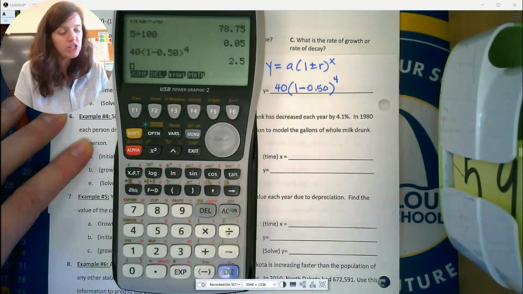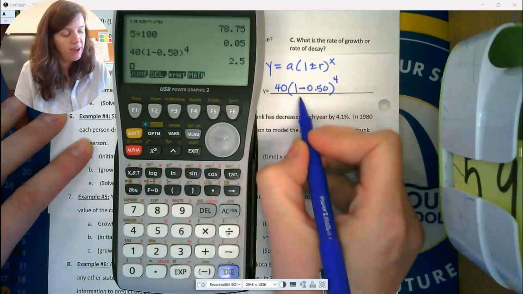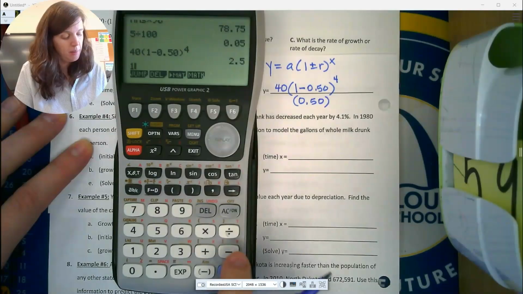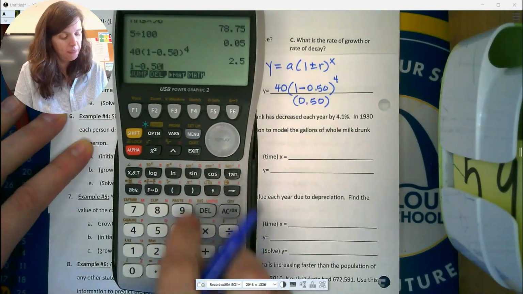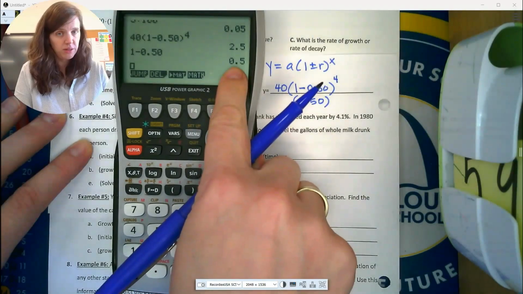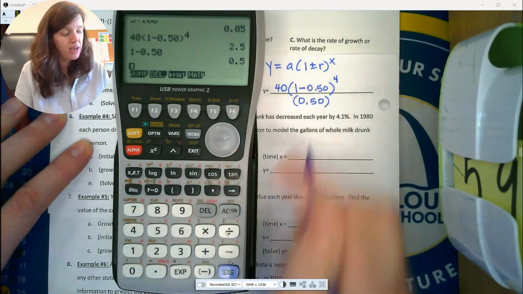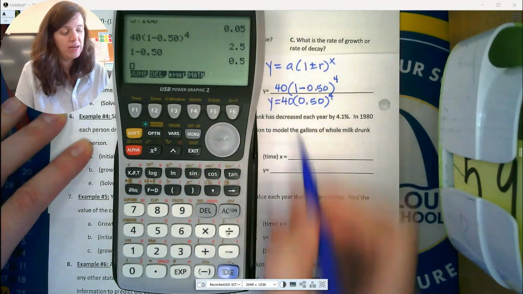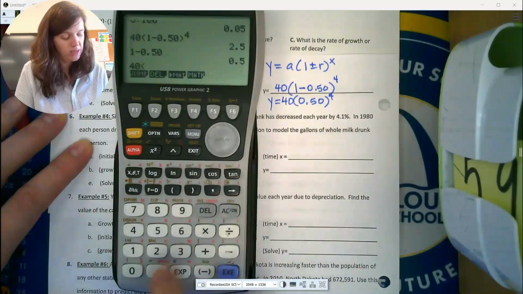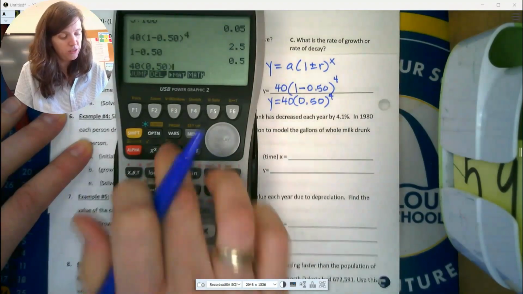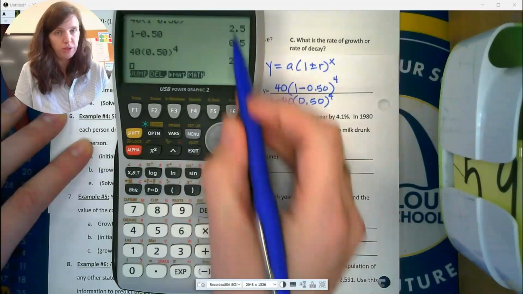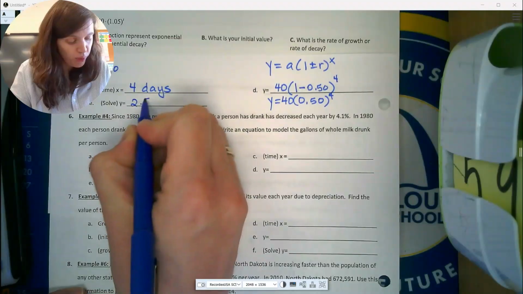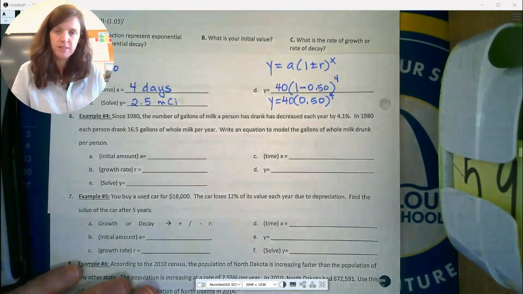I can also actually figure out what 1 minus 0.5 is. This is the same thing as saying 0.5, because 1 minus 0.50 actually equals 0.50. 1 minus a half is a half. And so I could also write it like this. Either way would give me the right answer. Notice if I put in 40 and then 0.50 and then to the fourth power, I should get the same answer of 2.5. So after 4 days, I only have 2.5 MCIs left.